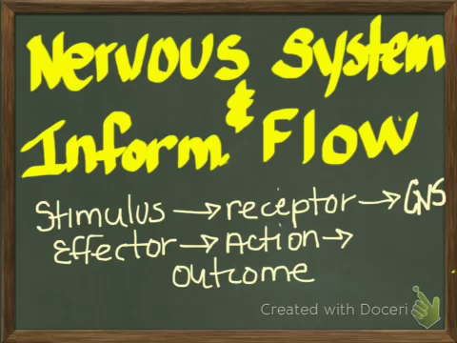So the nervous system has a flow of information, which we've talked about before. And if you remember, it always starts with a stimulus. The stimulus is the change that the body's picking up, and it's picked up by receptors, and we're going to talk later in the chapters about the different types of receptors. But those receptors then send that information to the central nervous system, and the central nervous system evaluates the information and sends a response to the effectors. Those effectors will then produce an action, and whatever that action is produces an outcome or some type of change.